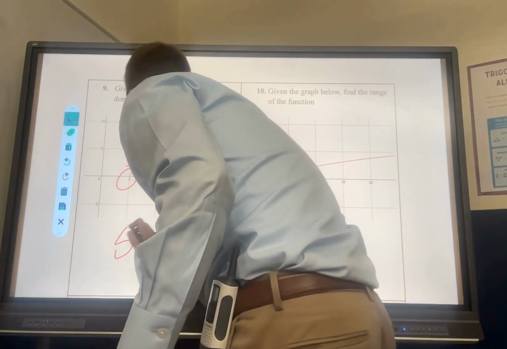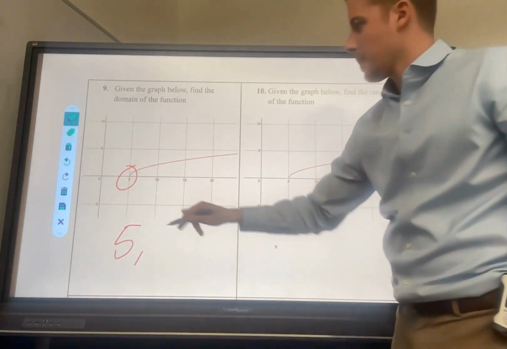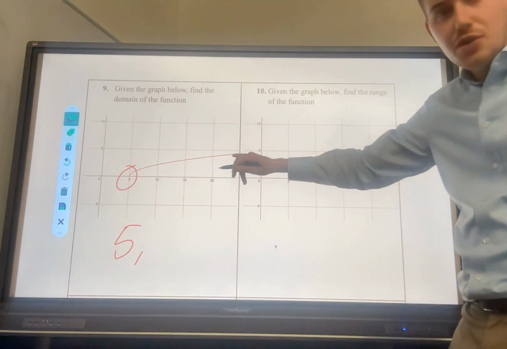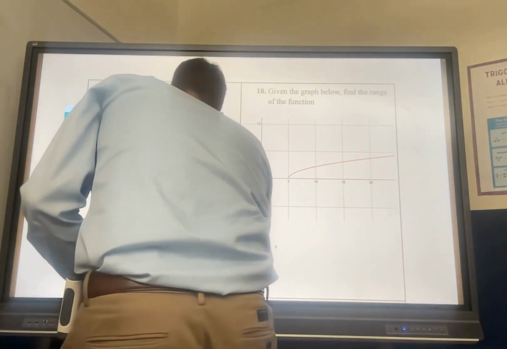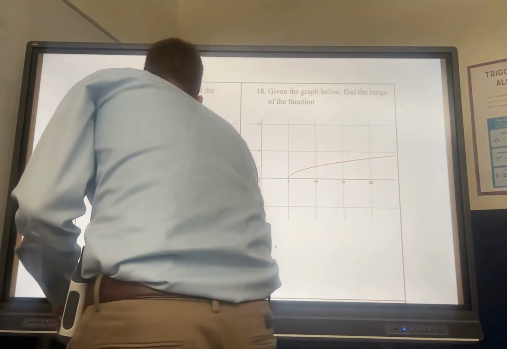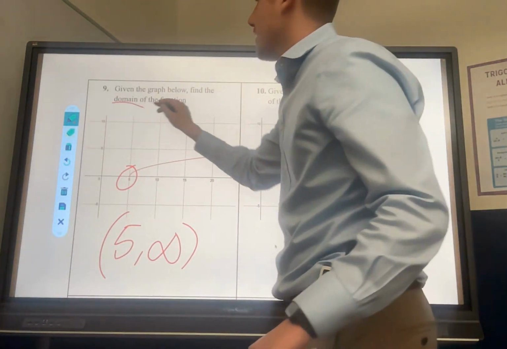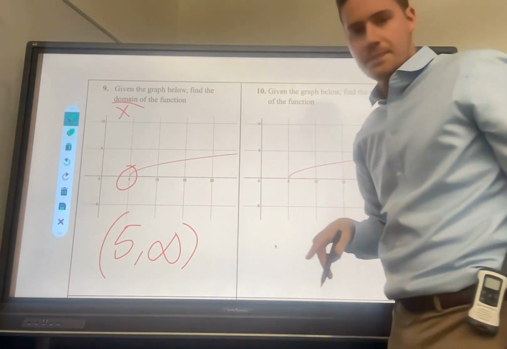Okay, so my domain is going to start at 5. And as you can see, it continues on infinitely far towards infinity. So 5 to infinity is our domain. Remember, domain is our x values.